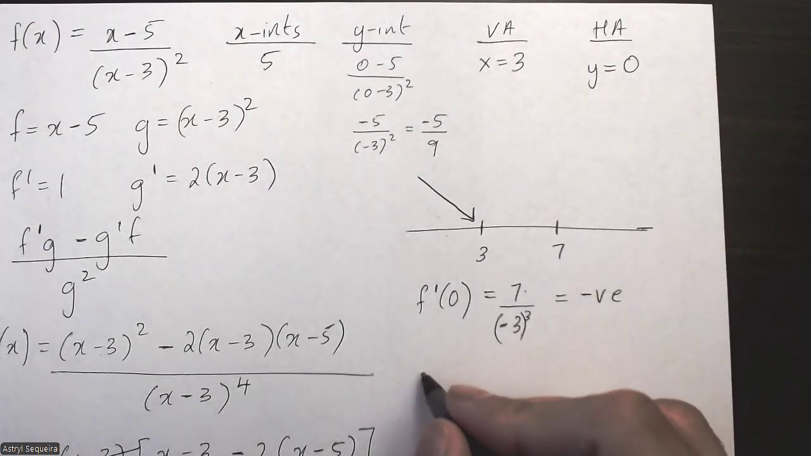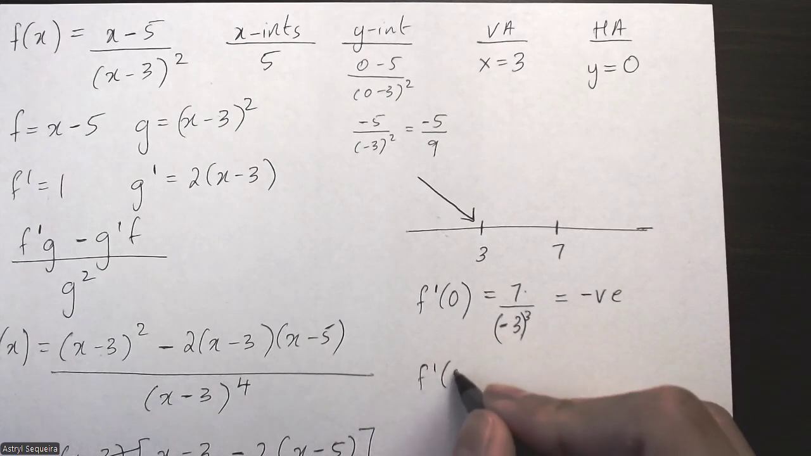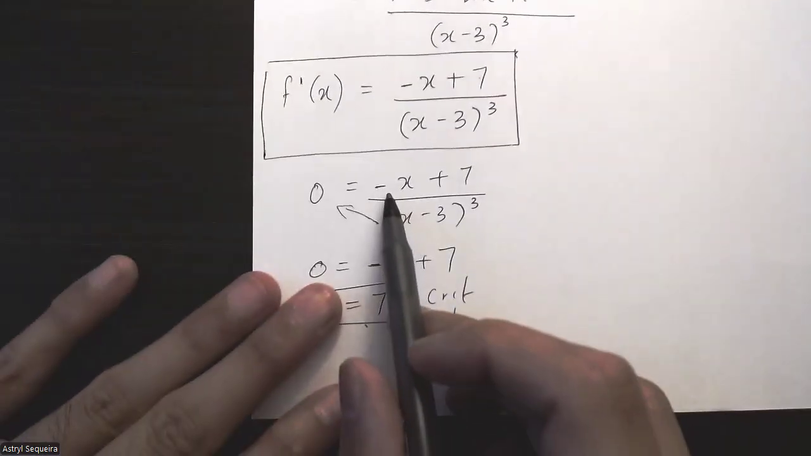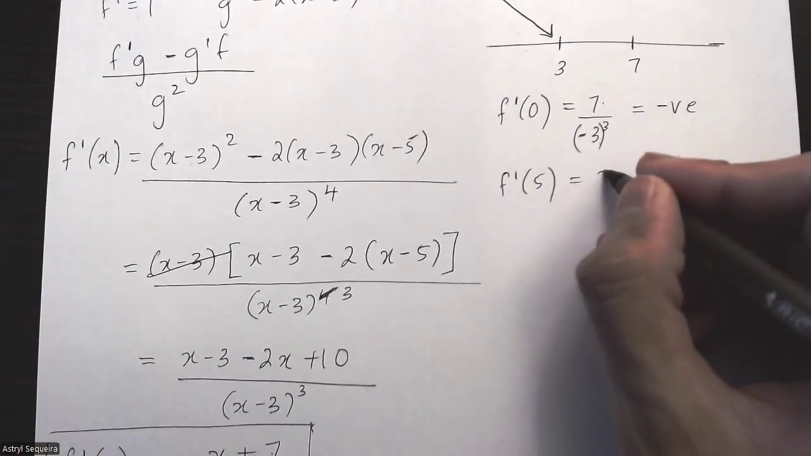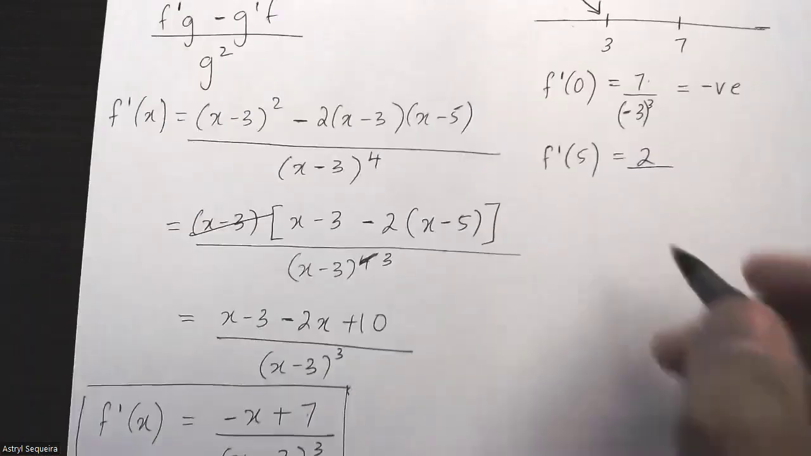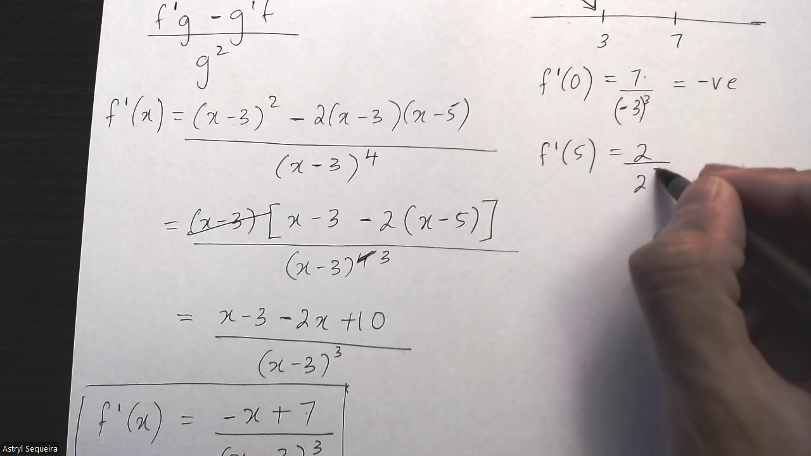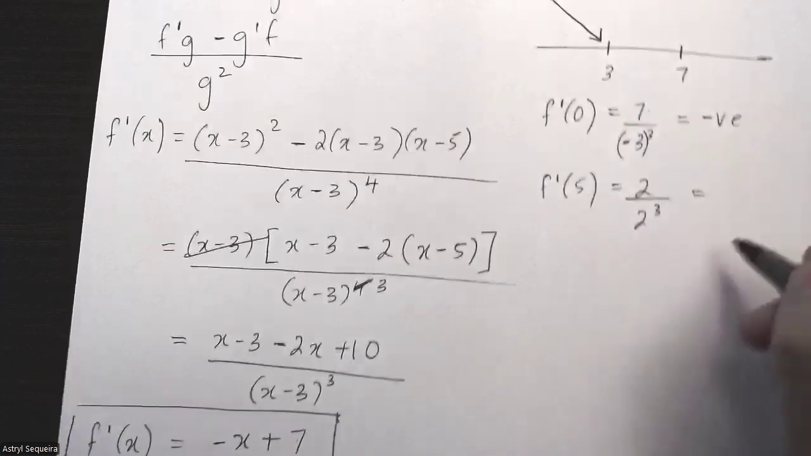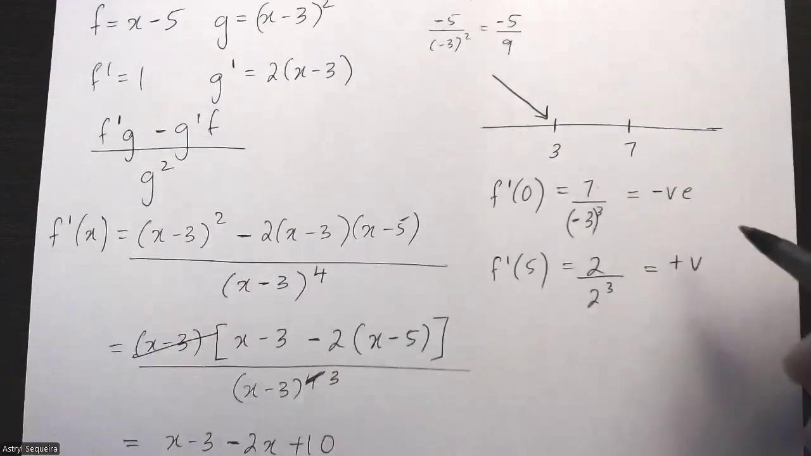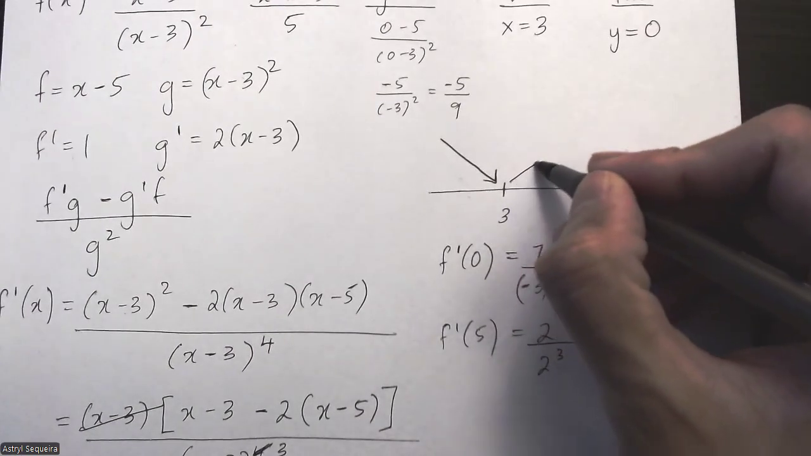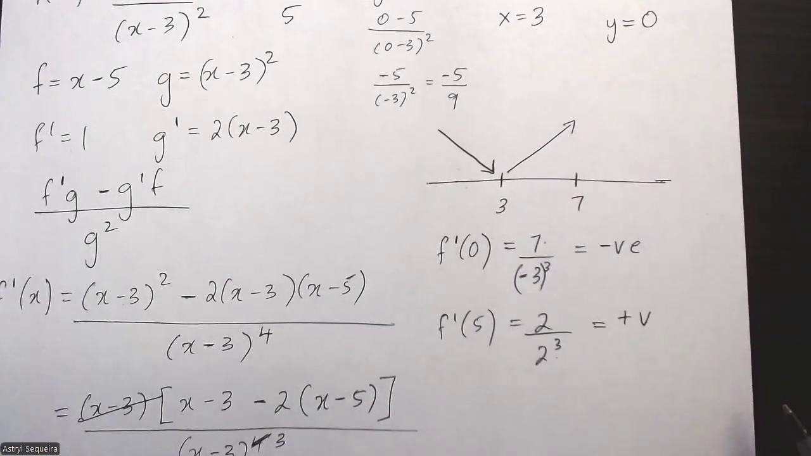Pick a value between these two, so I'll do f prime of 5. Negative 5 plus 7 is positive 2. 5 minus 3 cubed is 2 cubed. Positive divided by a positive is just a positive, which means that this is increasing.